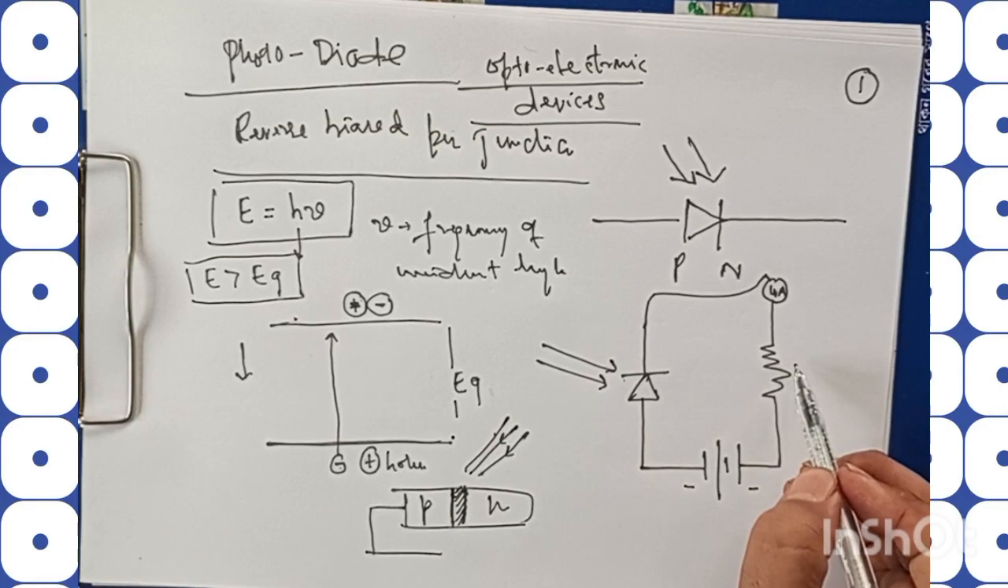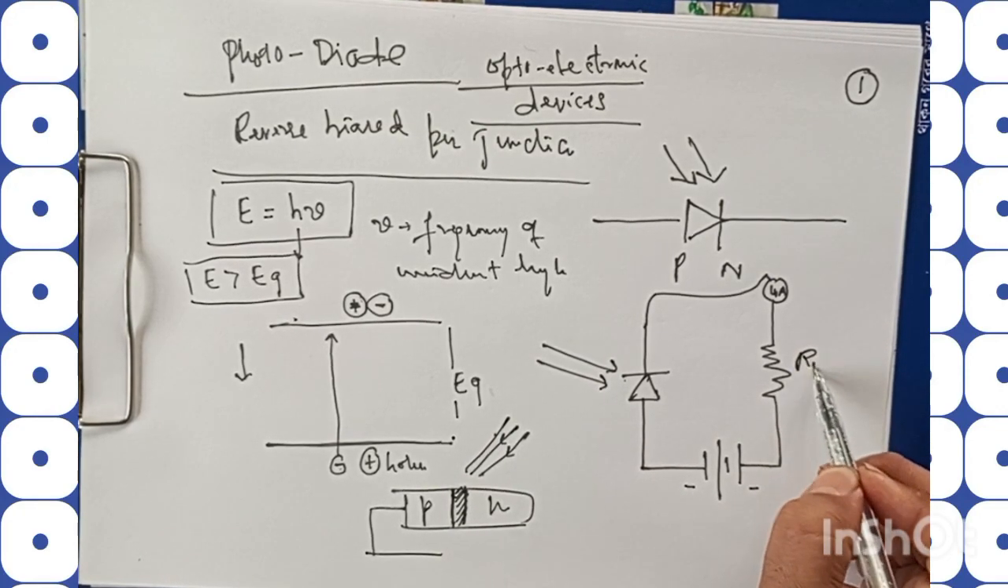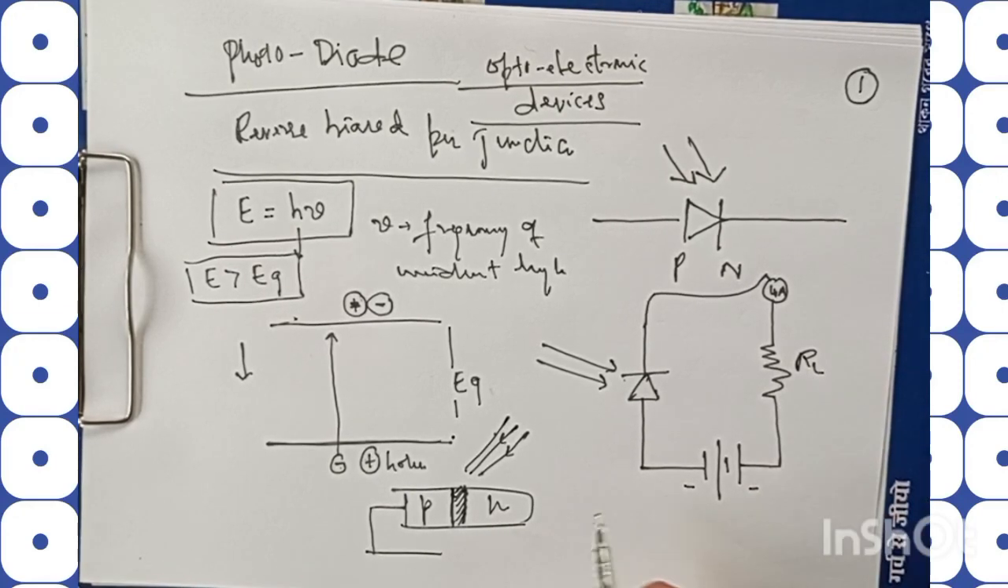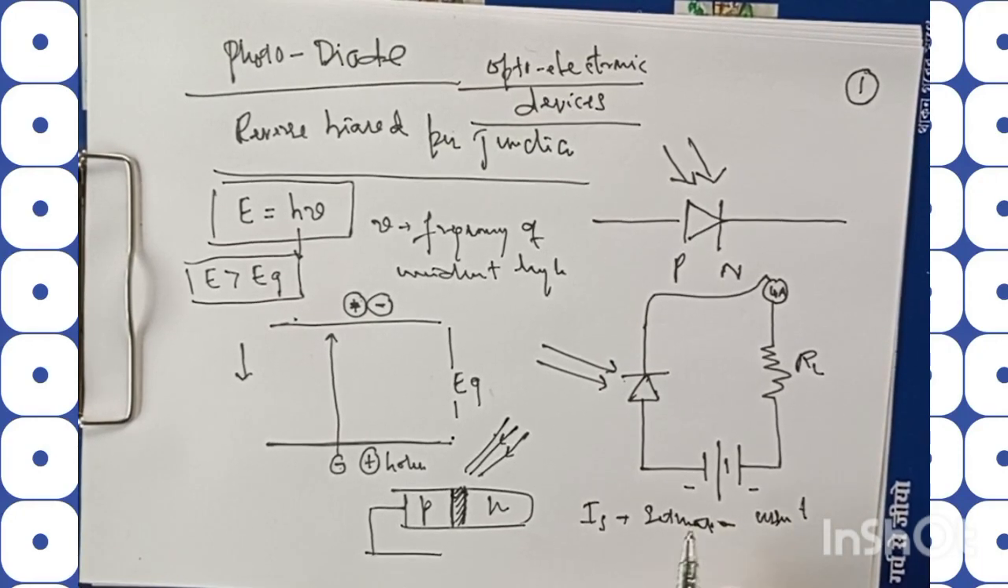Now, when we have an external resistor or load connected across the photodiode, the current Is, what we call the saturation current, flows in addition to the dark current. Now we have the dark current here.